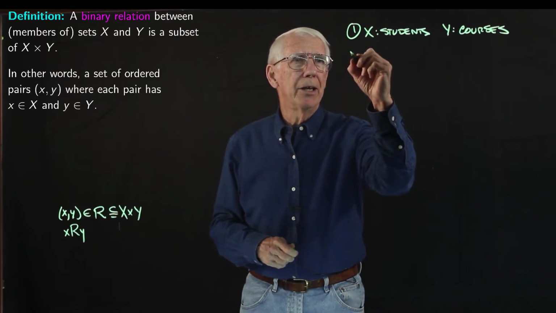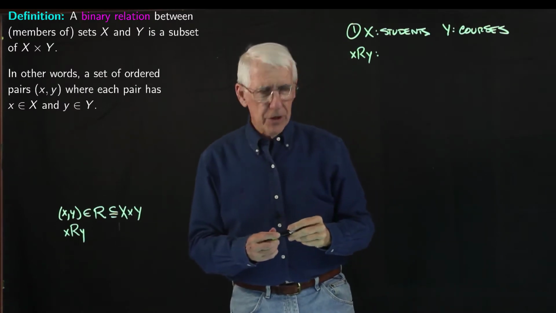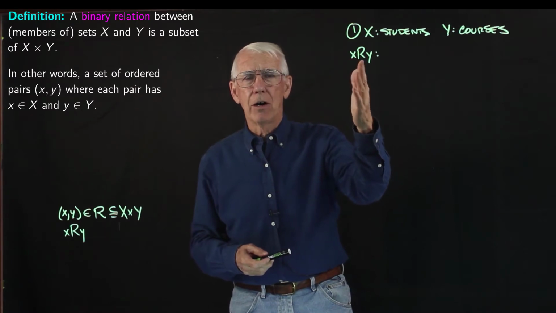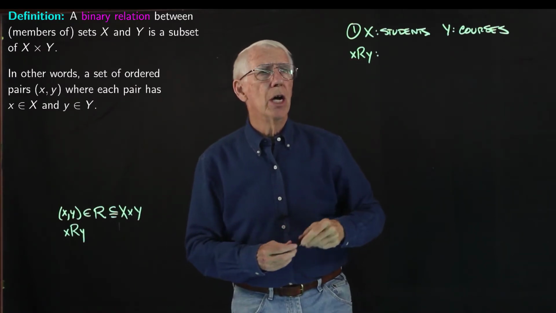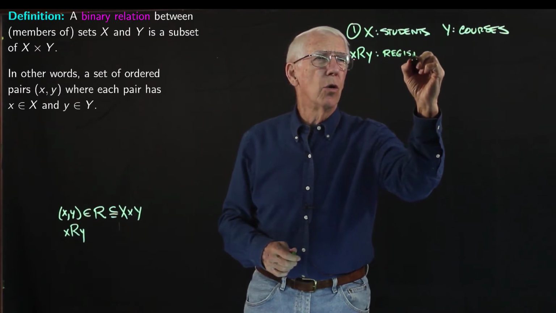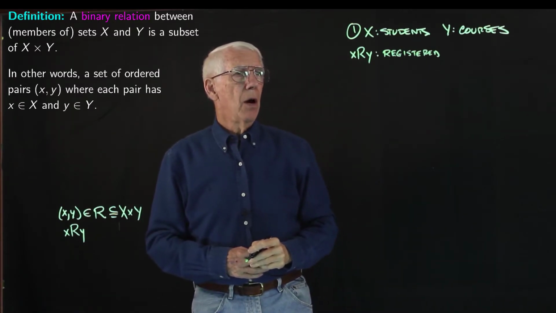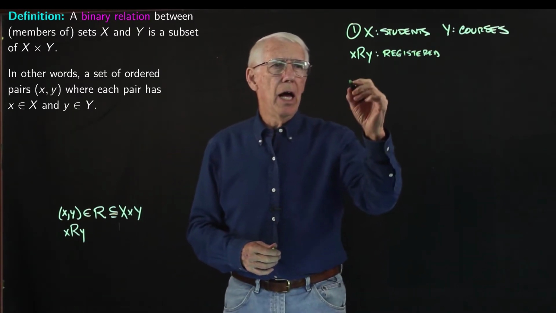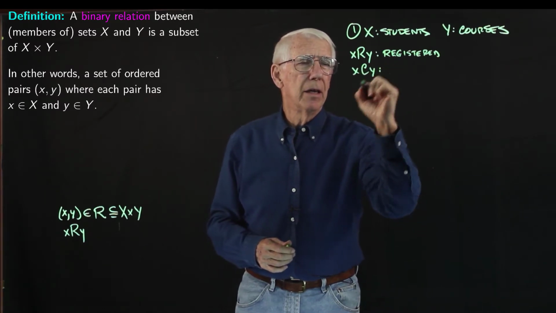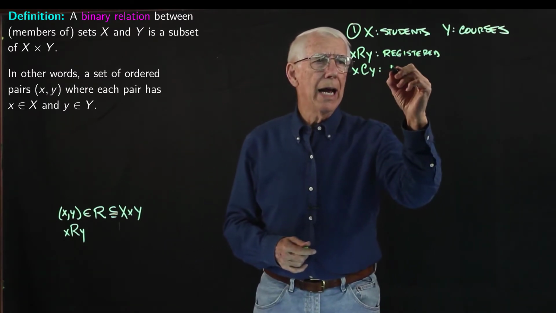And so we'll say here, X R Y means that the student X is in course Y, taking course Y. In fact, we could even say that R stands for registered in. So student X is registered, let's say, in course Y. We could have another relation, a different relation called C, that student X has completed course Y.